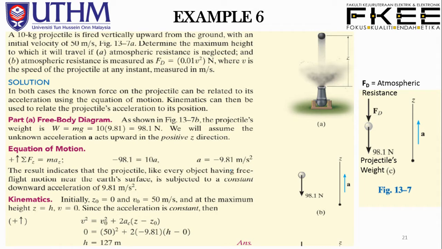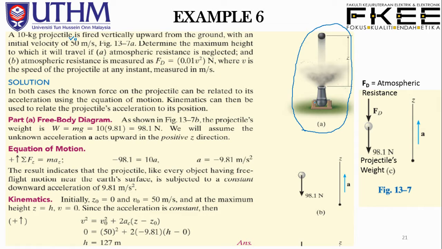And then example number 6: a 10 kg projectile is fired vertically upward from the ground with an initial velocity of v naught. If we write over here, this is the initial v, v naught, equal to 50 meter per second. So figure 13.7a is the illustration, the picture we can imagine.